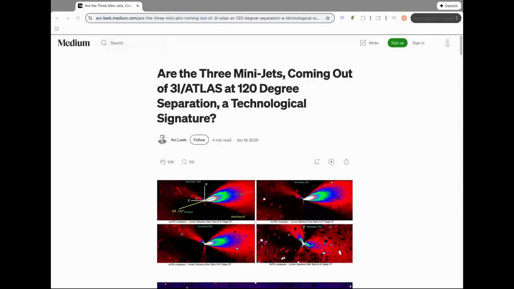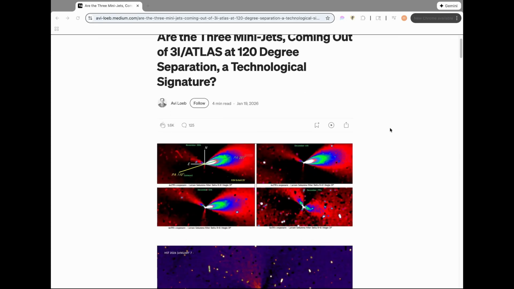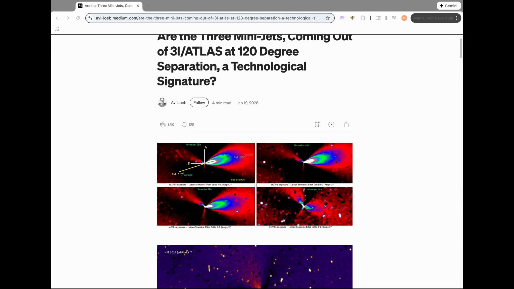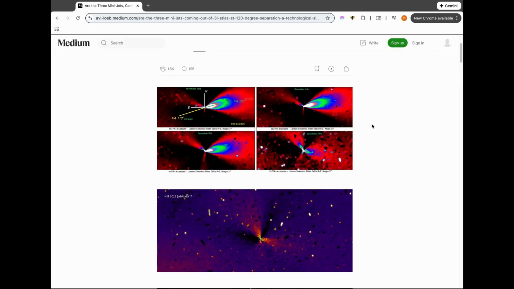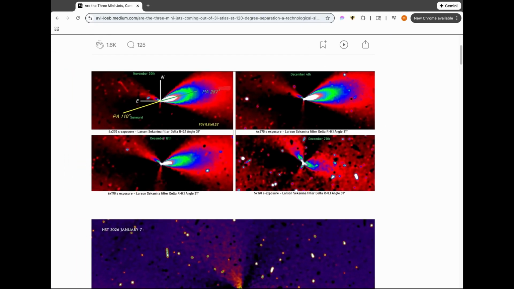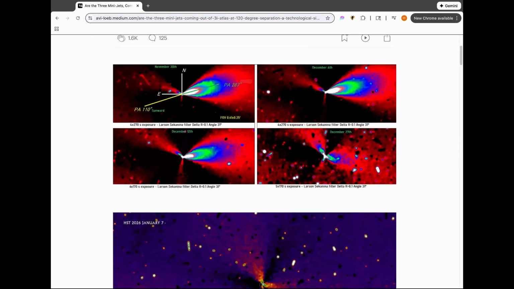So I just pulled up Avi Loeb's website. Are the 3 mini jets coming out of 3i Atlas at 120 degree separation a technological signature? I'm not going through this whole piece on his site. I just wanted to, number 1, revisit some of the pictures and read just a couple things here. Something else I noticed was not in that list, but had previously been in that list. Interesting. I also want to note, NASA just did something.